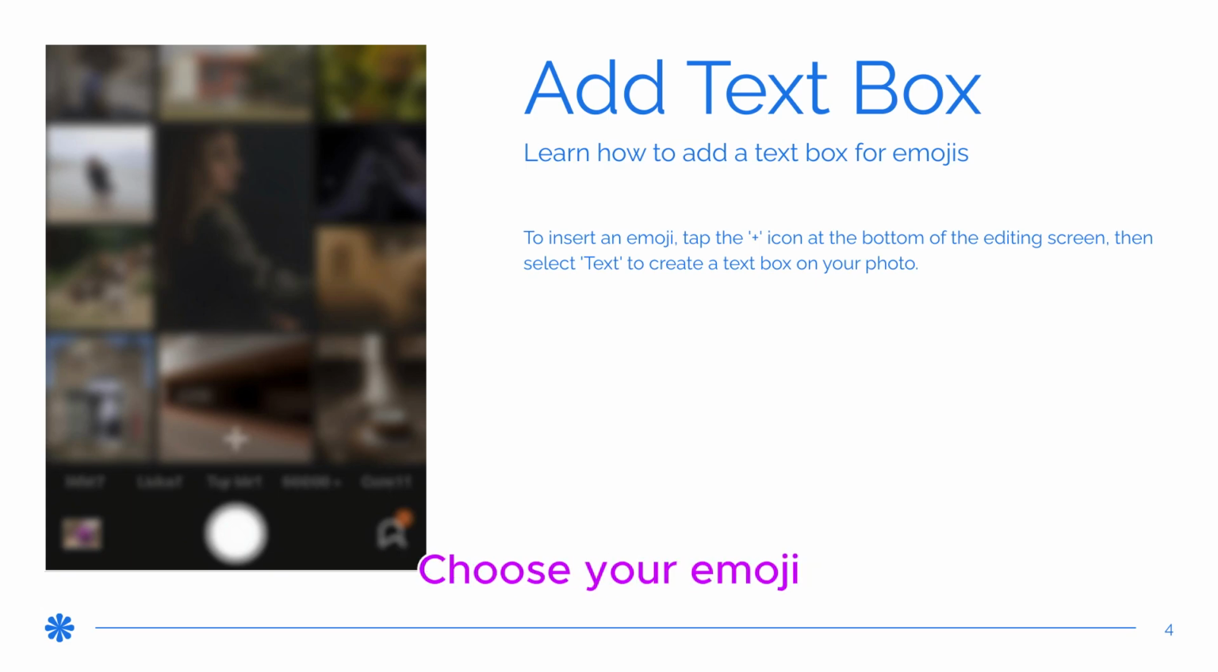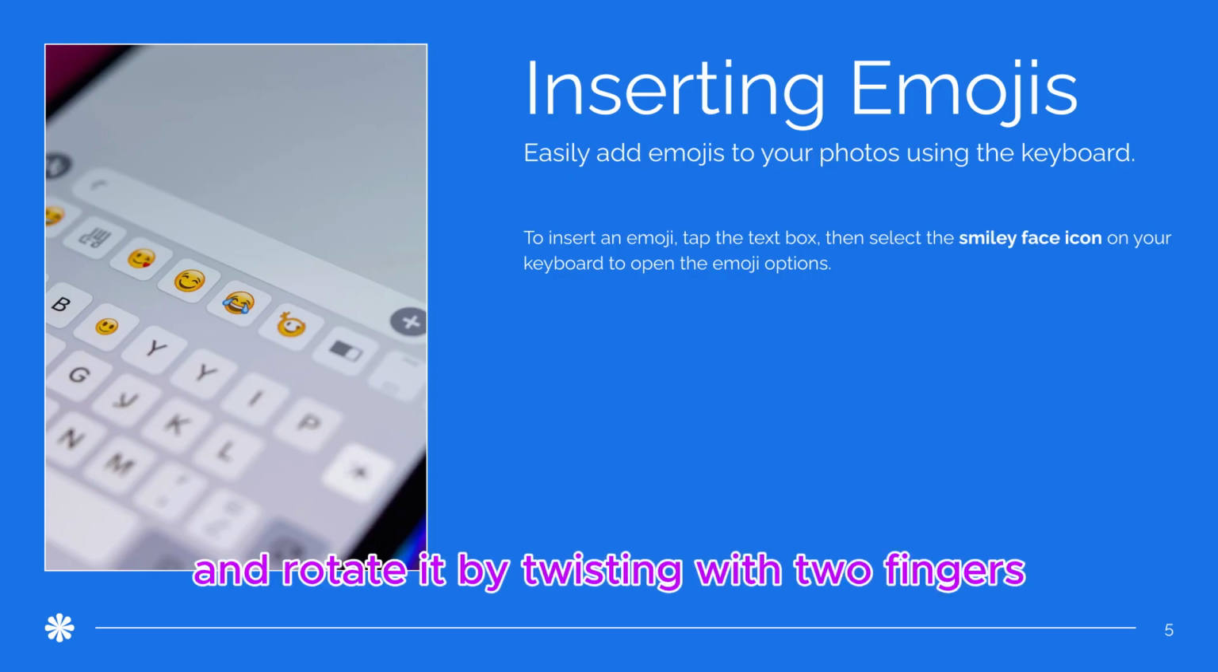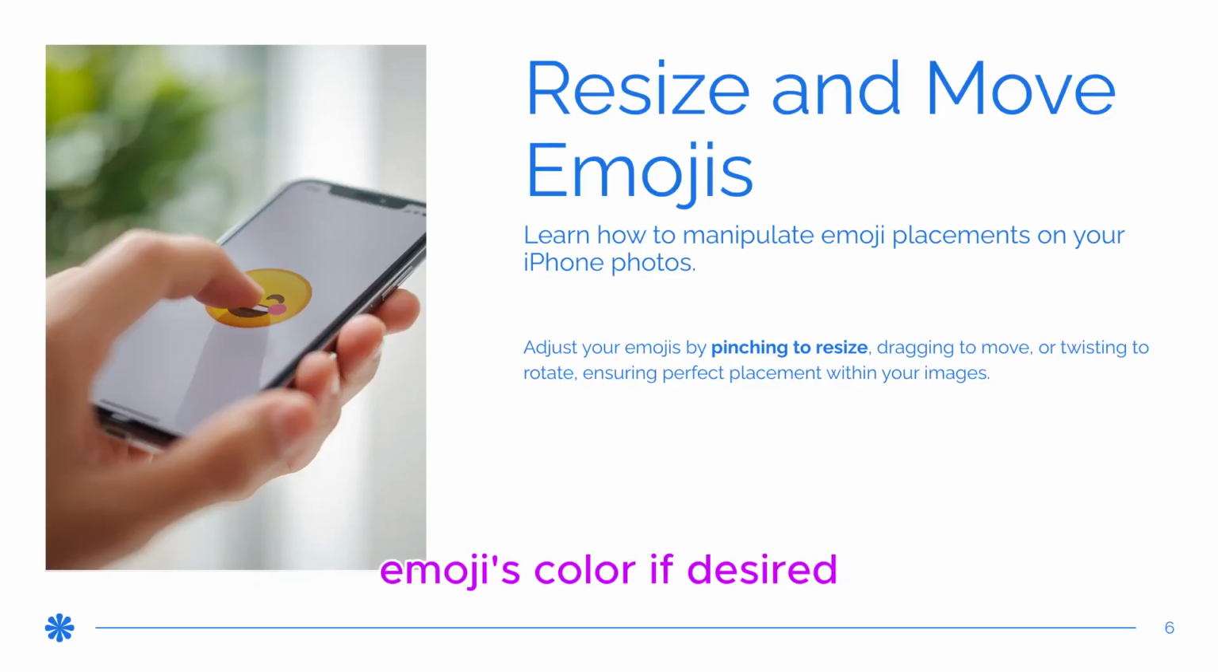Choose your emoji. The emoji will be inserted as text. You can resize it by pinching, move it by dragging, and rotate it by twisting with two fingers. Tap the color palette to change the emoji's color if desired. This works for the text box background, not the emoji itself.